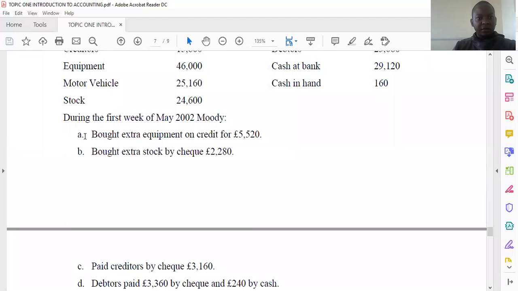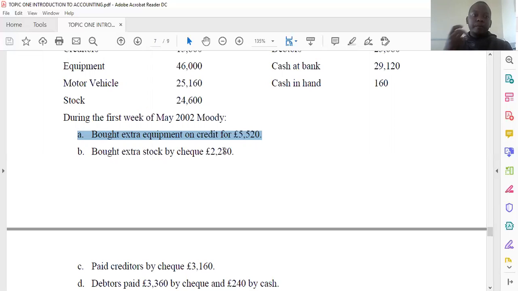So the first transaction, we take into consideration the effect of this transaction. One, bought extra equipment on credit for 5520. In accounting, we have the duality concept. According to the duality concept, transactions are taken to have a dual effect on the financial position and affairs of a business. So for every transaction, there has to be a dual effect. That is what you have to note.